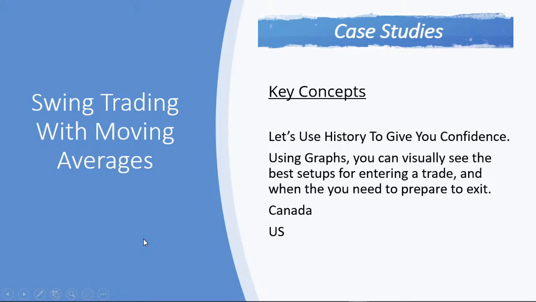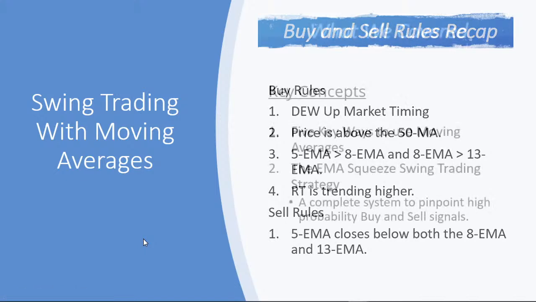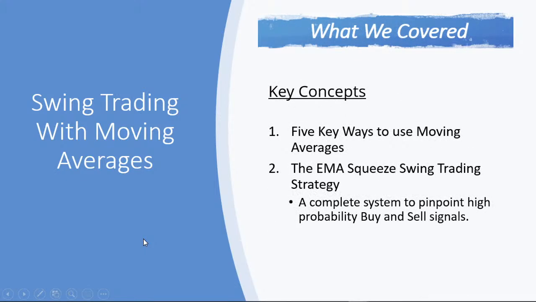All right, so just some key concepts here. Let's use history to give you some confidence. Using graphs, you can visually see the best setups for entering a trade, and when you need to prepare to exit. Just to review, those are our buy rules. We want to make sure the DEW signal is up, price is above the 50-day moving average, the 5 is above the 8, the 8 is above the 13, those are EMAs. RT is trending higher, which we've looked at a number of times. And our sell rule, the prudent last line in the sand, is when the 5 EMA closes below both the 8 and the 13. Okay? Key concepts, just to review, 5 key ways to use moving averages.